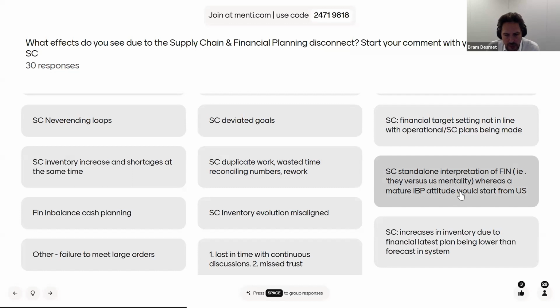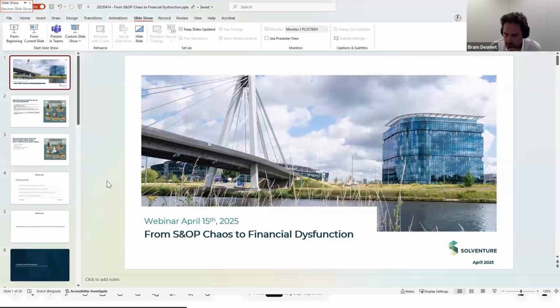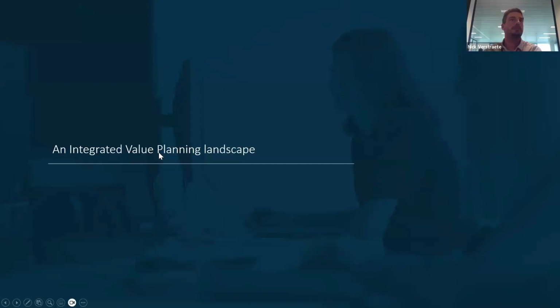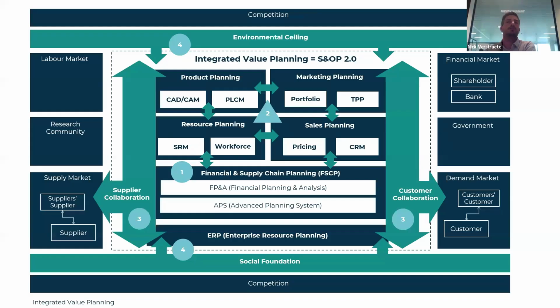So I suggest we move on, Nick, and try to dig a bit deeper into the integrated planning and how we believe finance and supply chain planning could neatly interact. Right. Let's take a view on the integrated value planning landscape and what would be a different perspective than to start from in order to design an integrated planning.